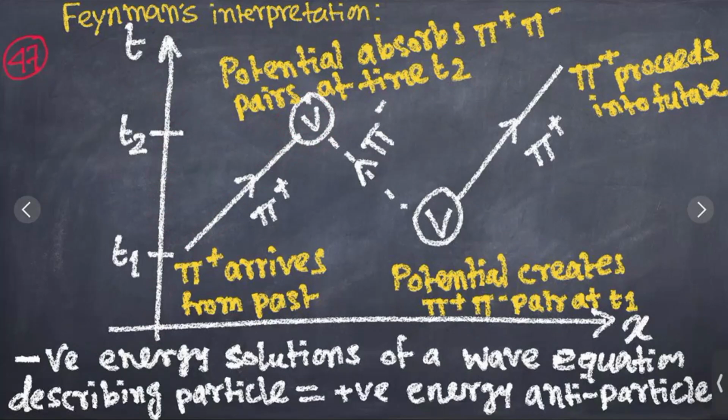And at the same time, from this diagram it can also absorb a pi minus. If I'm doing this in the classical non-relativistic domain, I can start from here. But instead, I change the time frame, going backward in time, and say this potential V first absorbs pi plus and pi minus, going along the time. It absorbs this pi plus and pi minus, and then creates a pi plus and pi minus pair at time t1, and then emits the pi plus particle.